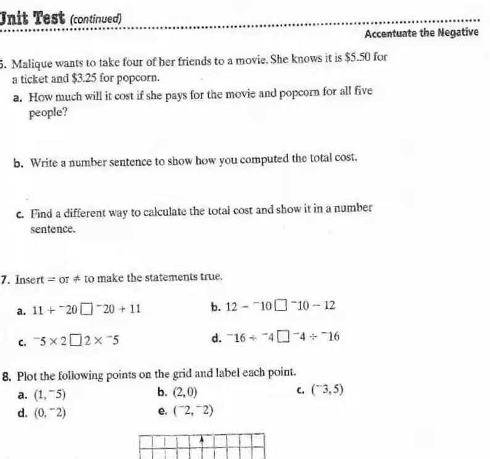Malik wants to take 4 of his friends to a movie. She knows it is $5.50 for a ticket and $3.25 for popcorn. What will it cost if she pays for the movie and popcorn for all 5 people? So we know that we have 5 people, and each person is going to require a ticket and popcorn. Equals the cost. That's my number sentence. It's good to have a number sentence to go with it.